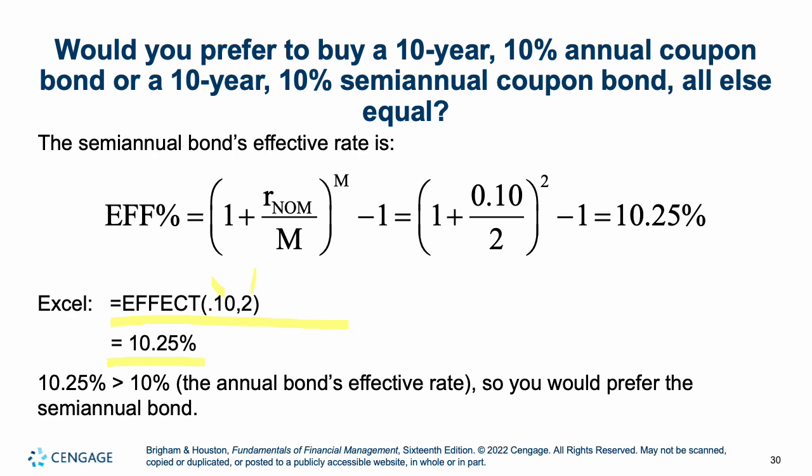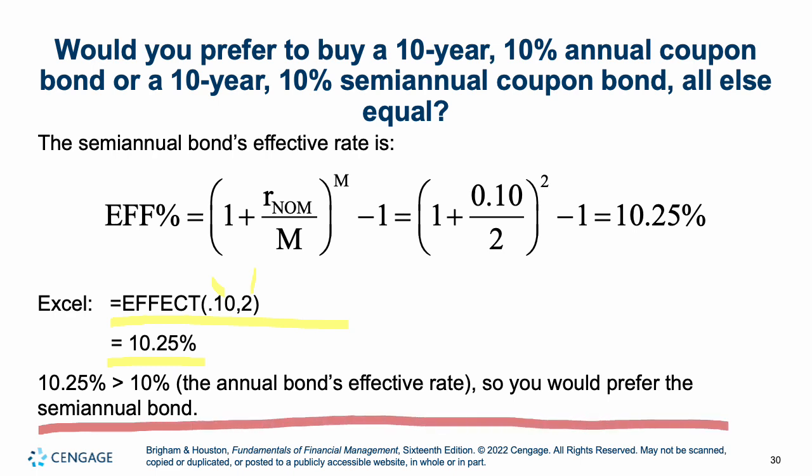So if given the choice and they have the same nominal rate, you're always going to prefer more compounding periods, for the same reasons as a bank account or anything else. You'll get a higher rate of interest because of that extra compounding. So you would prefer the semi-annual bond for that reason. You're getting more money earlier. It's going to give you a higher effective rate.